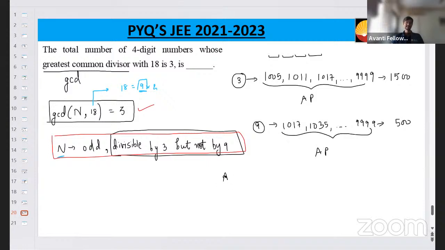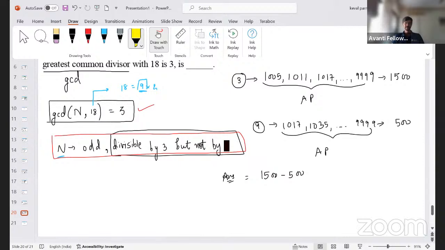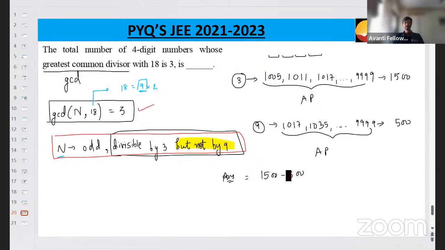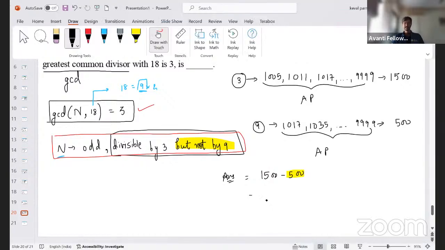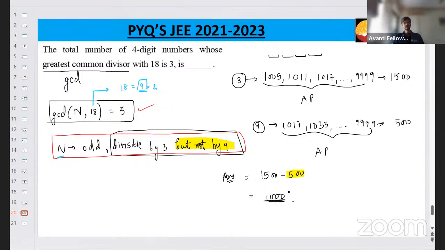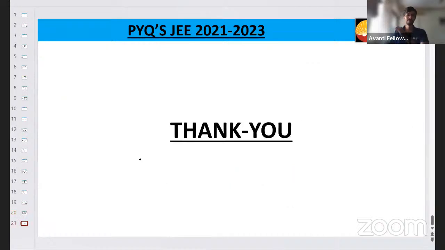Now, our answer will be the numbers which are divisible by 3 but not by 9, right? Not divisible by 9. So therefore, you have to subtract the numbers which are divisible by 9. So basically, our final answer is 1000. This is my answer.